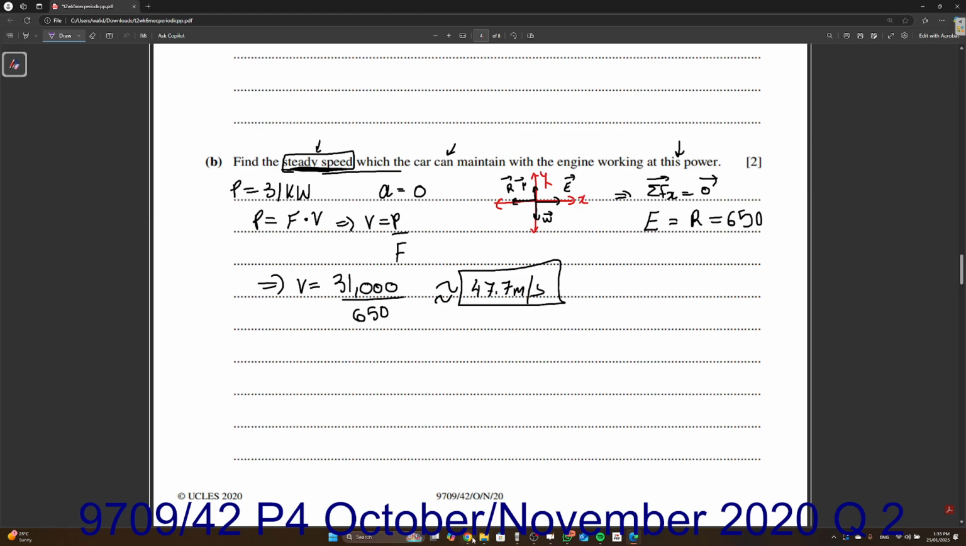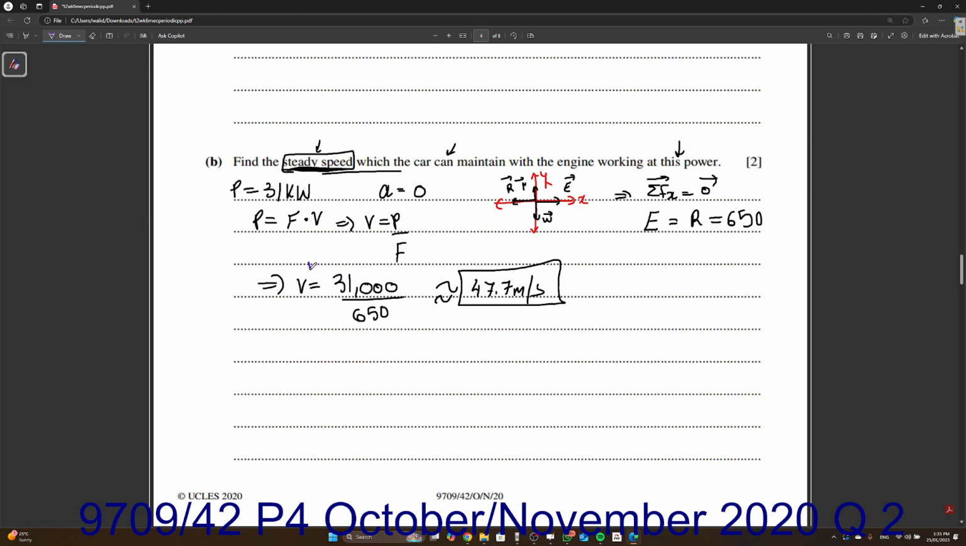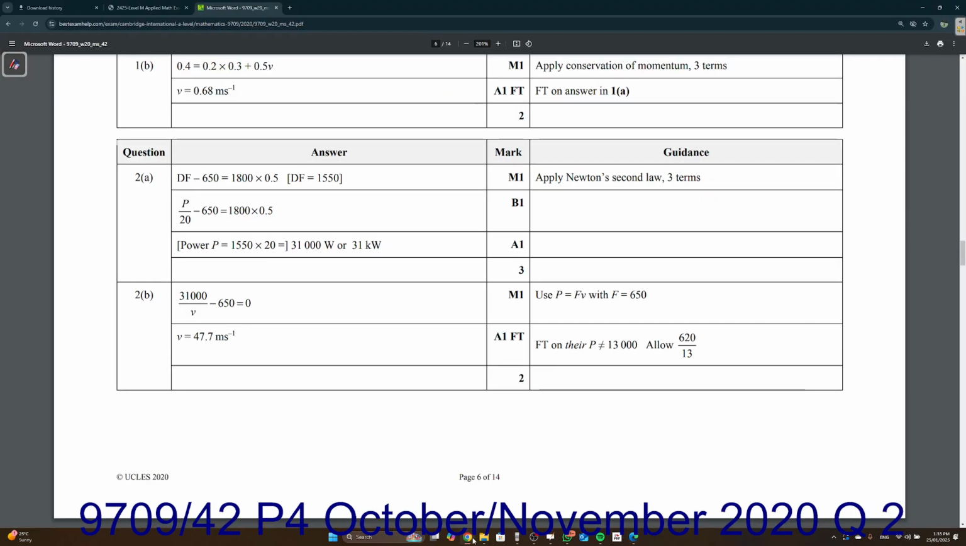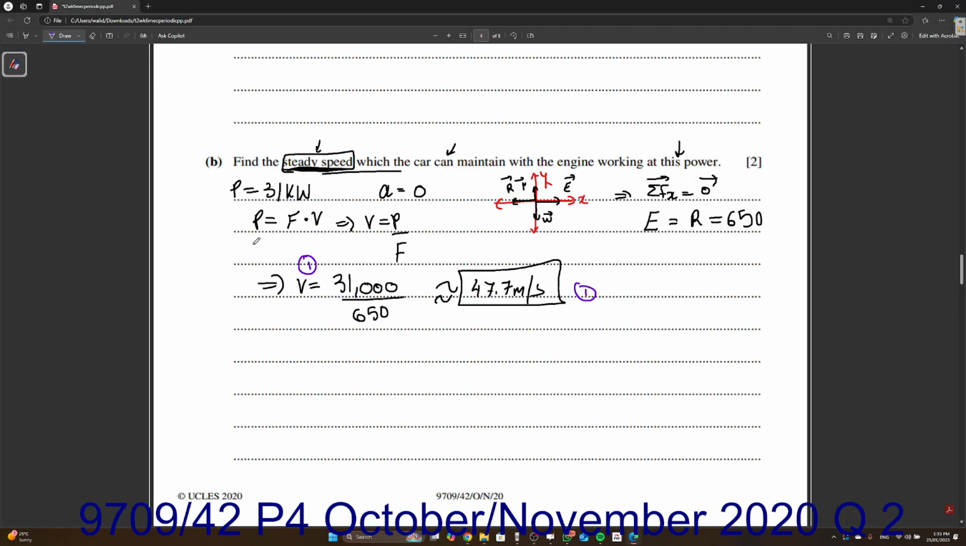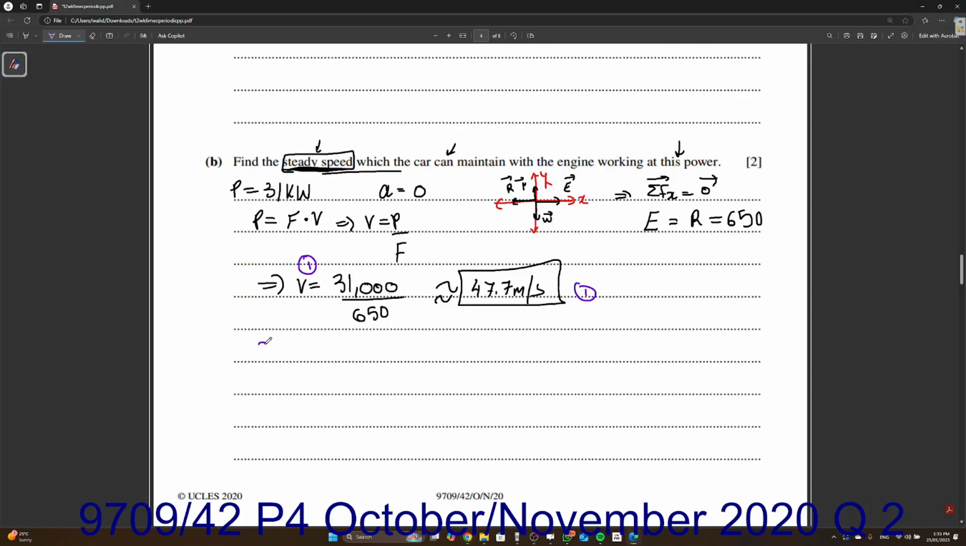Over here we have one mark for saying this, and one mark for the answer. By the way, you need to have the formula written. It doesn't necessarily have to be V is equal to 31,000 over 650. See how they wrote it here? They wrote it like this, but this is the same as what I wrote. Even if you wrote P, 31,000, is equal to 650 V, that will also get you the mark. It's the same thing, it's just a formula rearranged.